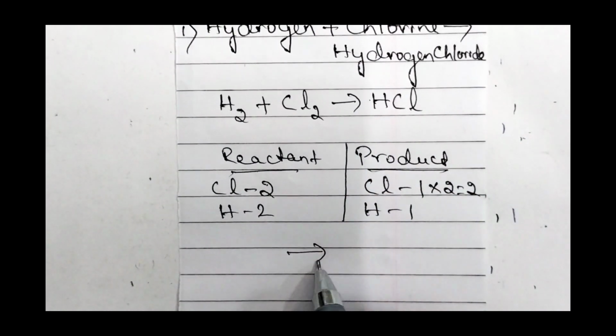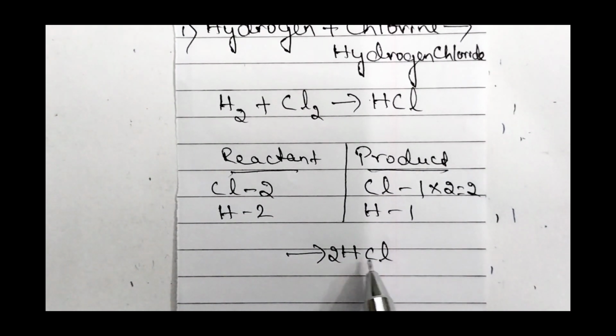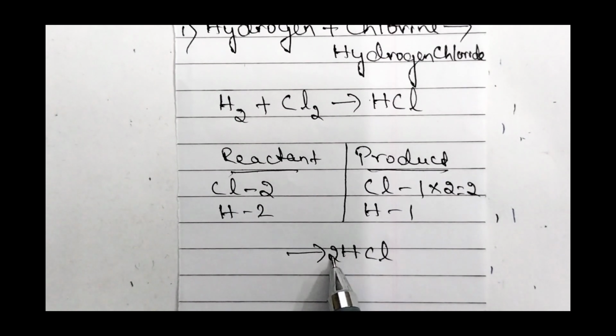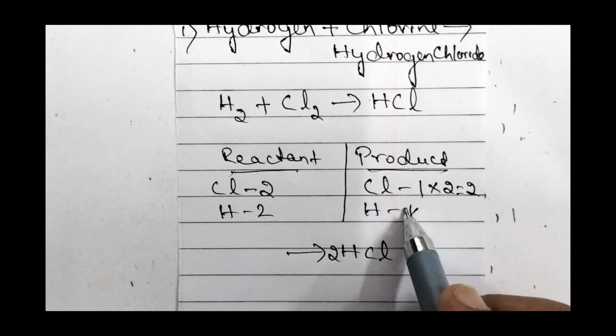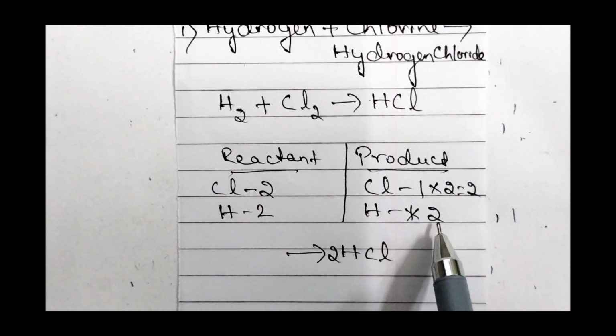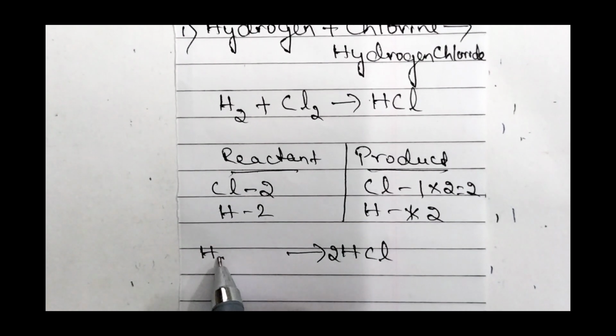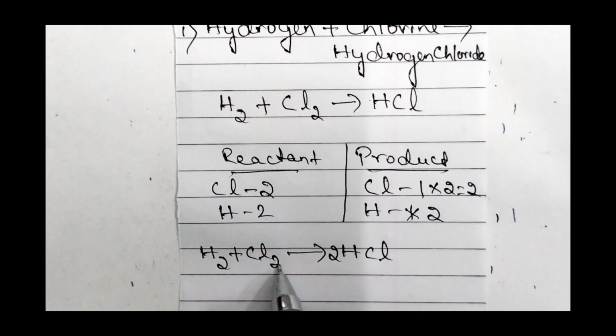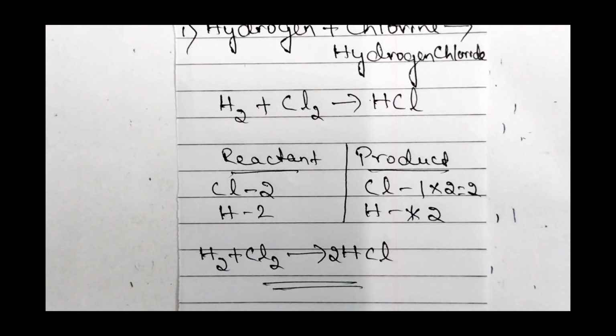So give rise to 2HCl. When chlorine is multiplied by 2, then hydrogen is also multiplied by 2. You cancel 1 and write down 2. So now chlorine 2 is equal to 2, hydrogen 2 is equal to 2. Therefore, H2 plus Cl2 give rise to 2HCl. So this is a balanced chemical equation. Like this we have to balance it. Hydrogen reacts with chlorine to form hydrochloric acid, also called hydrogen chloride.